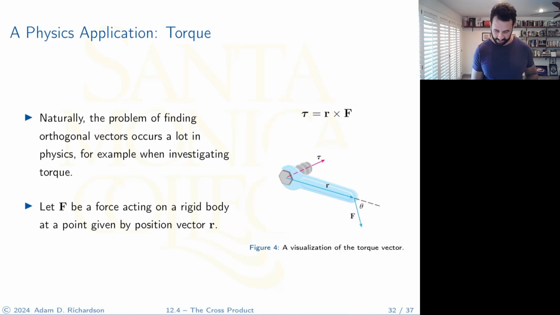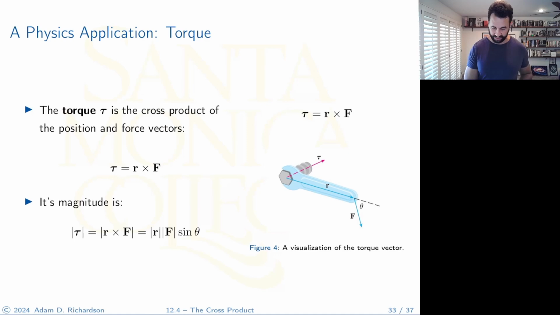So if you've got a force, F, acting on some rigid body at a point given by a position vector r, then the torque is the cross product of those two vectors, the position vector and the force vector. This is a really good illustration of how you can imagine torque. So basically this is the rigid body. This is like the wrench, right? And what you have is a position vector. Here's the center of the bolt that you're going to turn with the wrench.